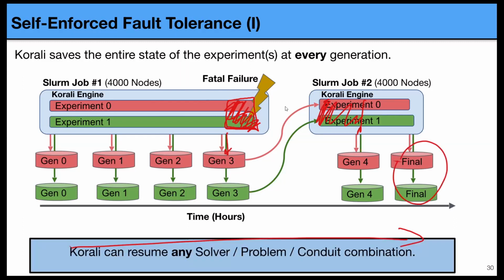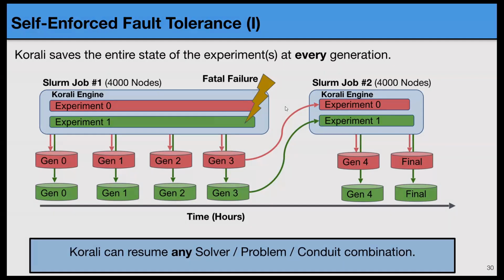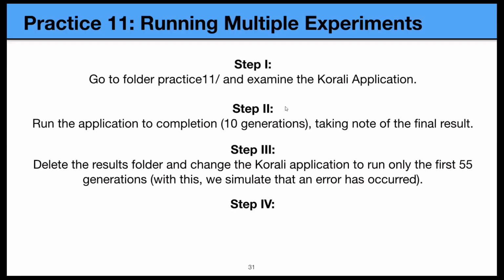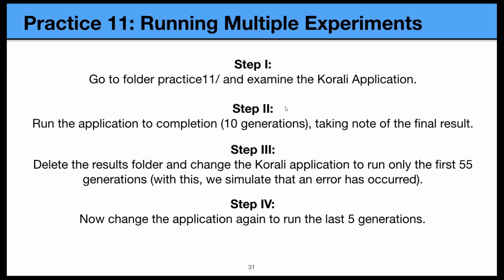And this can be done for any possible solver, problem and conduit combination. It doesn't matter what you use, what you do, this will be true always. And not only that, the state of the random number generators is also saved, such that you will not only continue your execution, but you will get the exact same results you would have gotten if nothing happened. The exact same results. So there is a reproducibility aspect to it that is very valuable. Okay. So practice 11 would be for you to go to the code, follow these steps and realize what you can do with Korali in this sense.